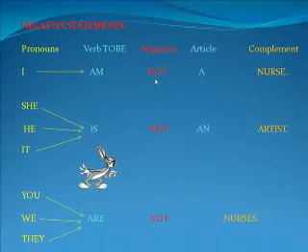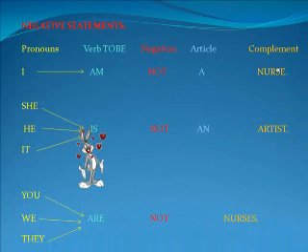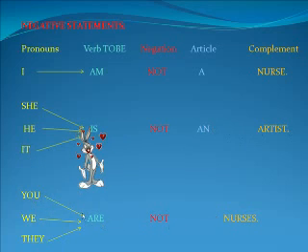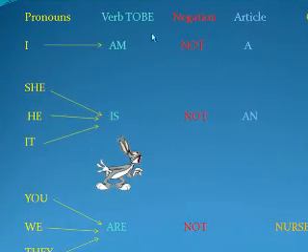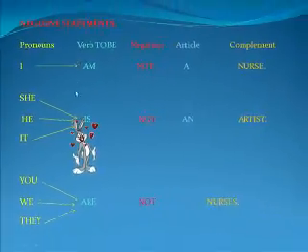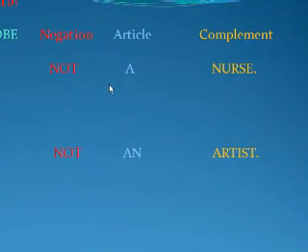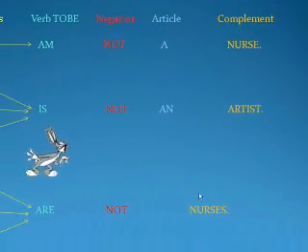I am not a nurse. She is not an artist. He is not an artist. It is not an artist. You are not nurses. We are not nurses. They are not nurses. Don't forget, first pronouns, second the verb to be, and continue with a negation, and next article, and the last complement.